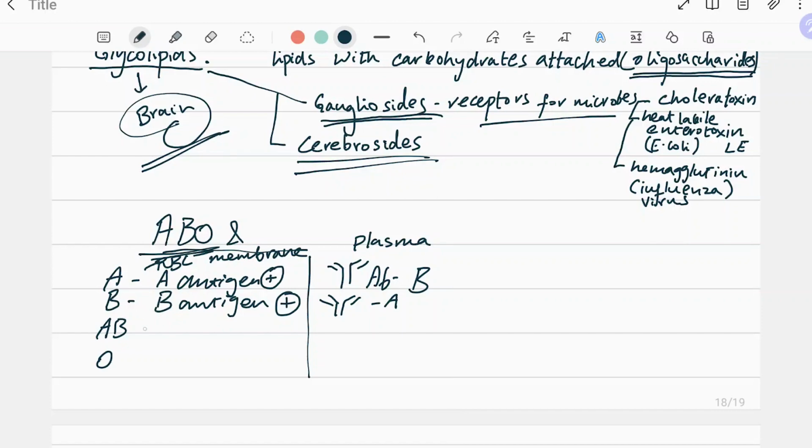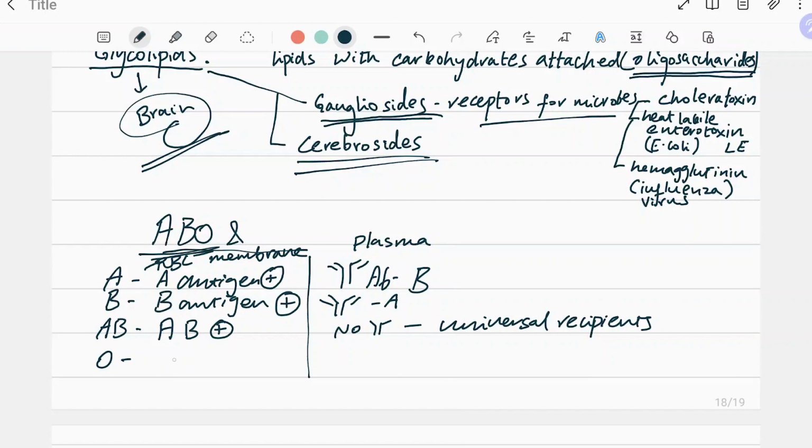In the AB blood group, you have the A and the B antigen present, but you do not have any antibodies. So these people can take blood from anybody. They're called universal recipients. They're around 4% of the population. Quite rare, actually, even less than 4%.